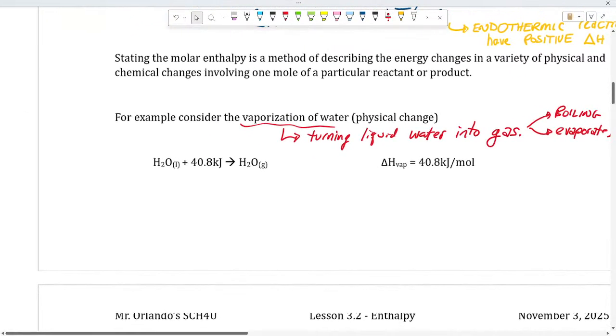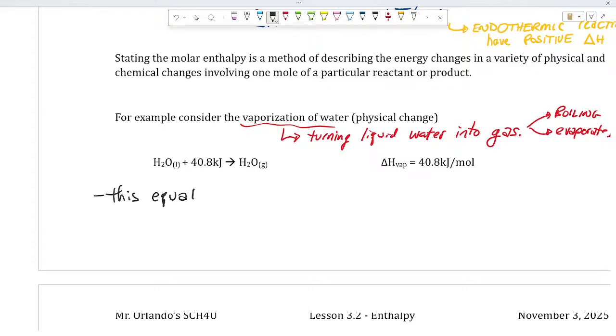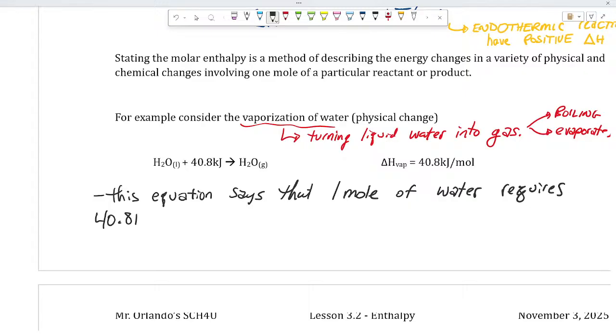So if we look here, what this equation says is that 1 mole of water requires 40.8 kilojoules of energy to vaporize.